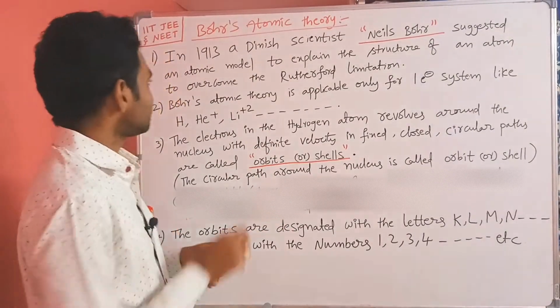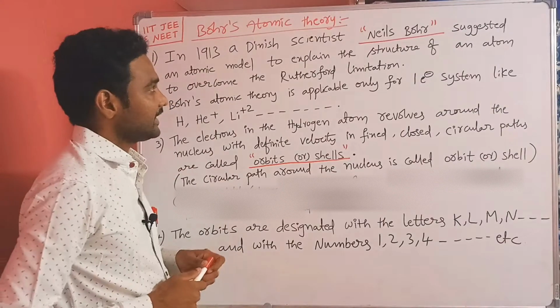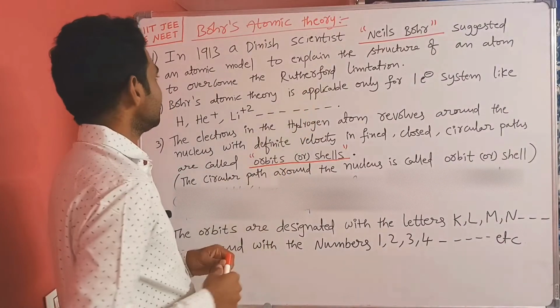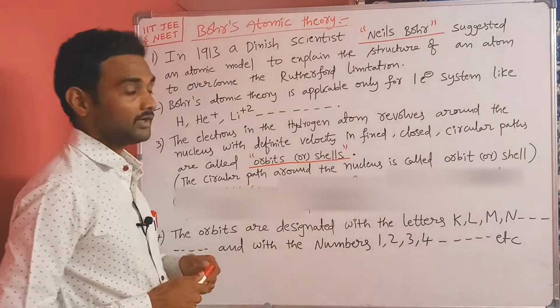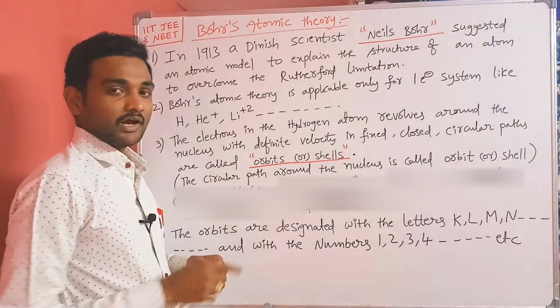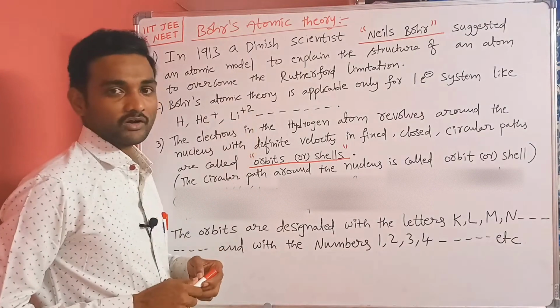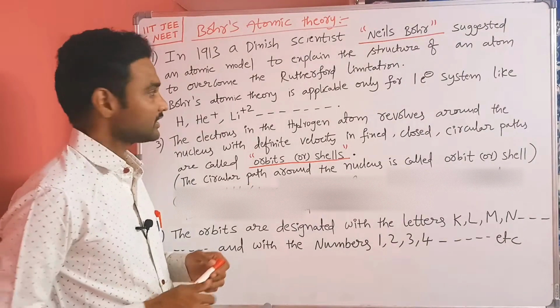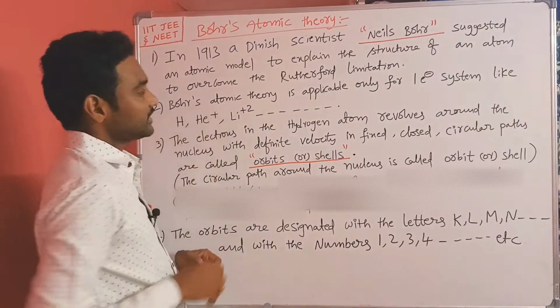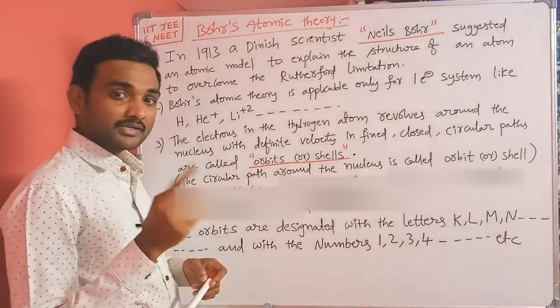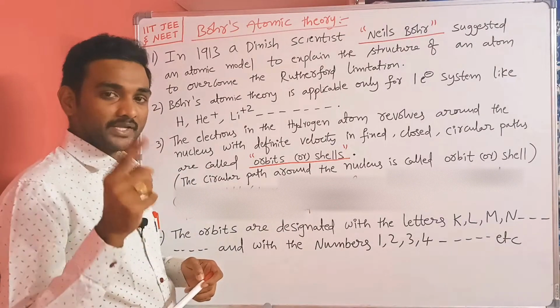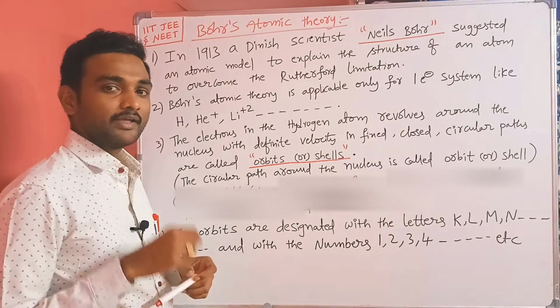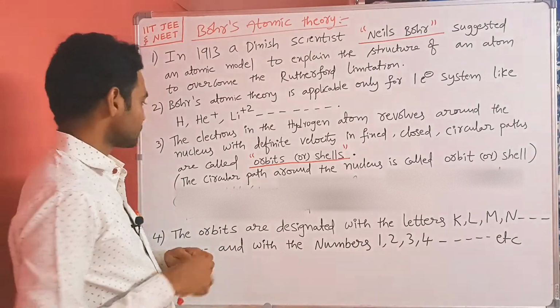First point, in 1913 a Danish scientist Niels Bohr suggested an atomic model to explain the structure of an atom, to overcome the Rutherford limitation. I already told you what the Rutherford limitation is. Bohr's atomic theory is applicable only for one-electron systems like hydrogen, He+ and Li2+ and so on.